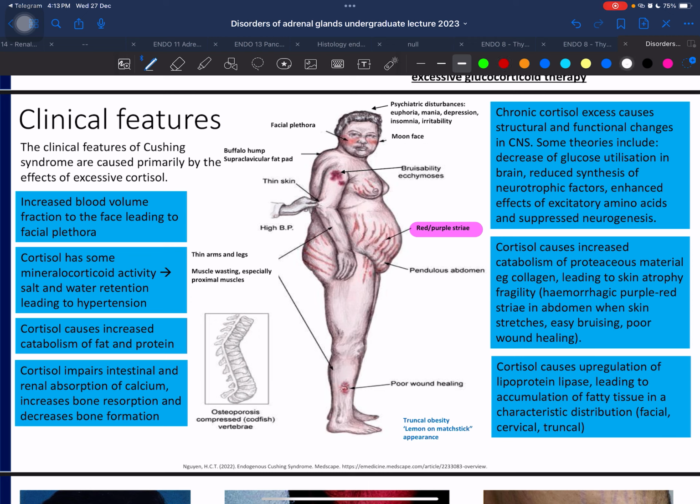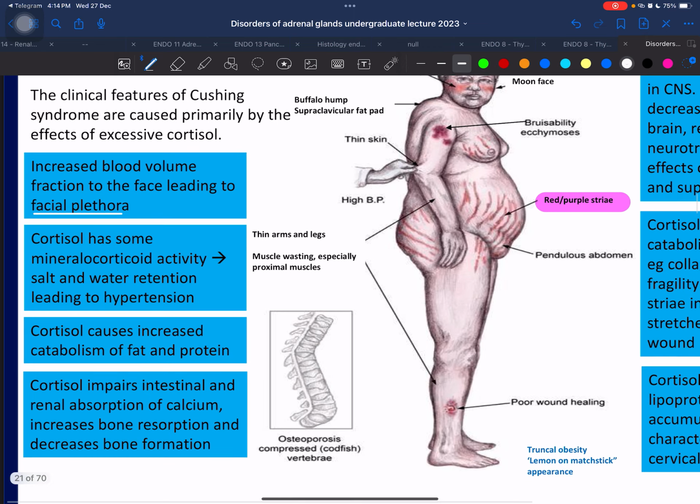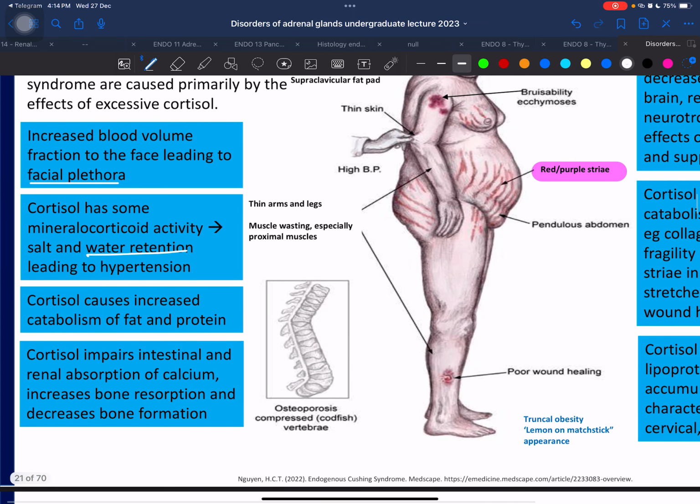Cortisol is a glucocorticoid, right? But it has some form of mineralocorticoid activity as well. So it can actually cause water retention. In the long term, it causes hypertension. Cortisol causes increased catabolism of fat and proteins, and impairs renal absorption of calcium, etc. That's why you get osteoporosis in the patients. You get thin arms and legs, muscle wasting, because the fat and the protein have been catabolized.